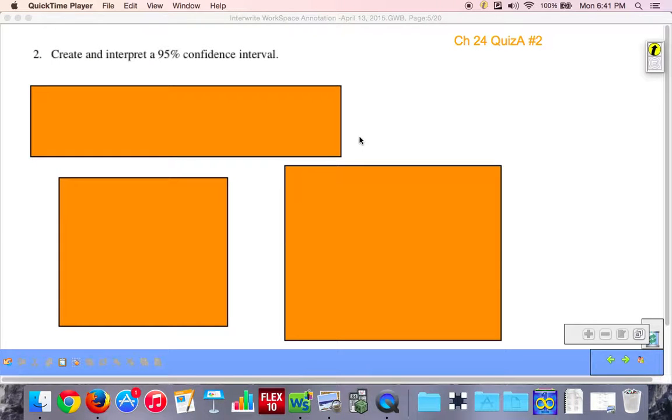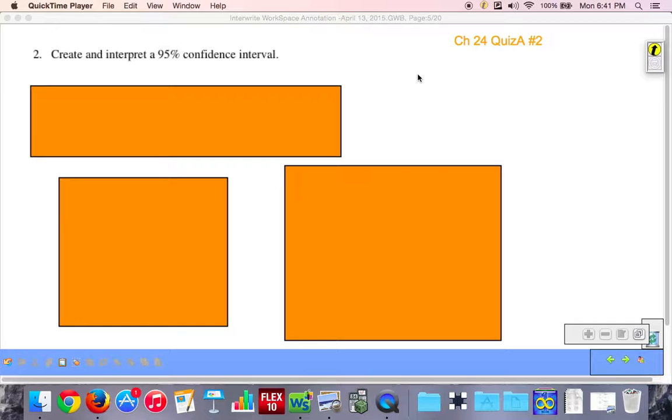All right, here we are. We're wrapping up chapter 24, which is on comparing means or finding the difference of two means. We're on chapter 24, quiz A, question number 2. In question number 2, they ask us to create and interpret a 95% confidence interval.